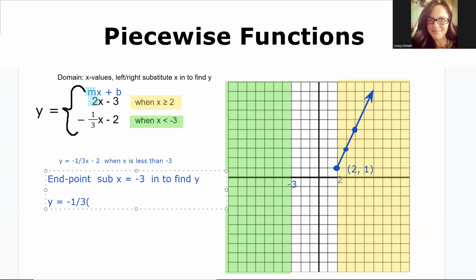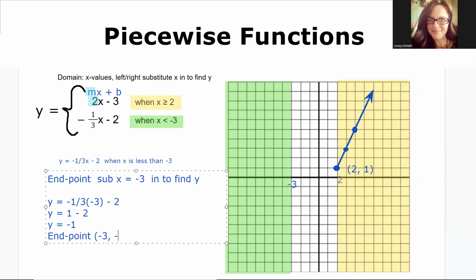You can always use a calculator to multiply negative 1/3 times negative 3. Negative 1/3 times negative 3. 2 negatives make a positive. And then we'll subtract. 1 minus 2 is negative 1. Our endpoint, substituted -3 in for x, and got -1 for y.